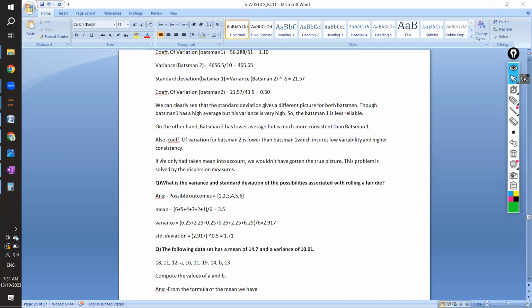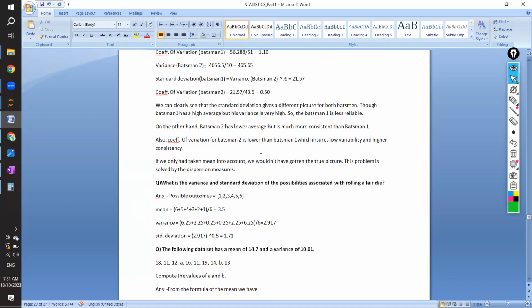If you had only taken mean into account, we would not have gotten the true picture. The problem is solved by these dispersion measures. What are the dispersion measures, guys? Standard deviation, variance, coefficient of variation, all these are called dispersion measures. Fine.